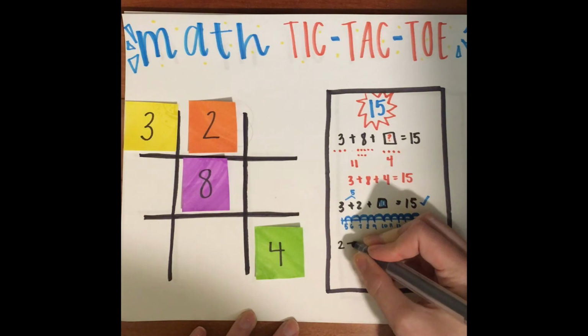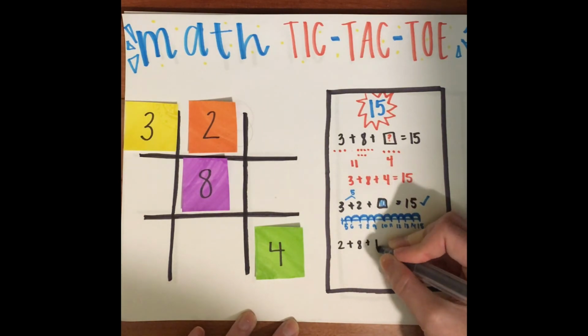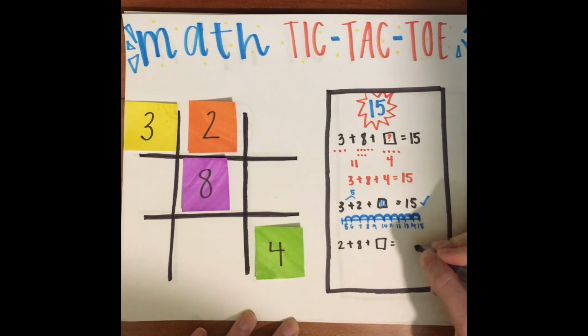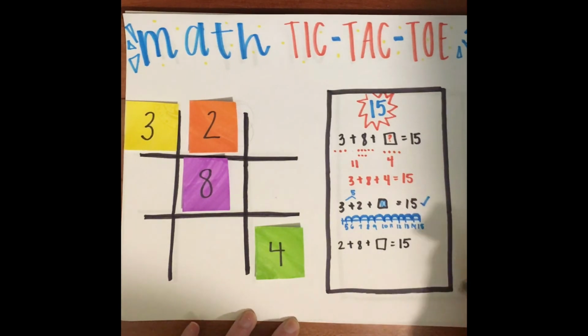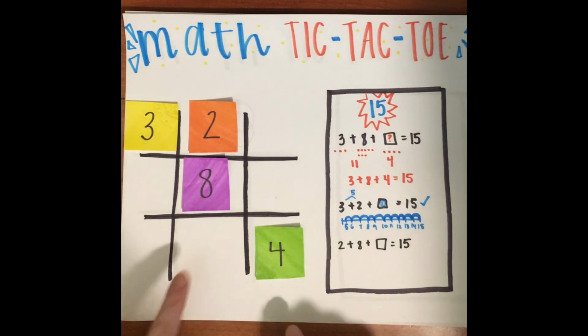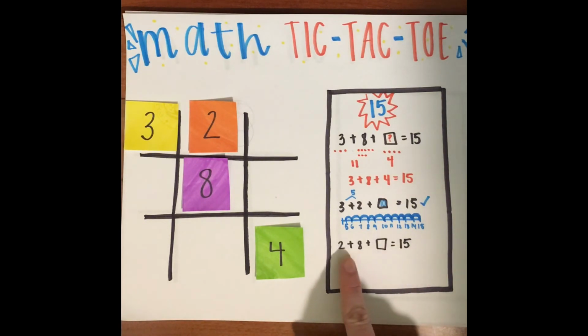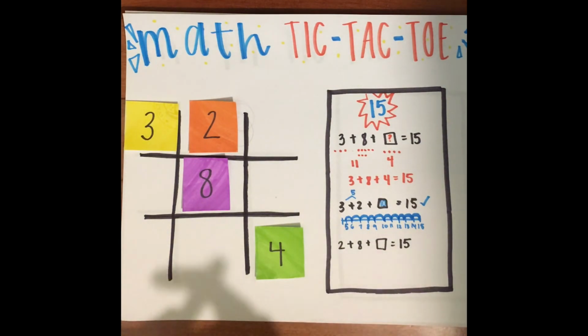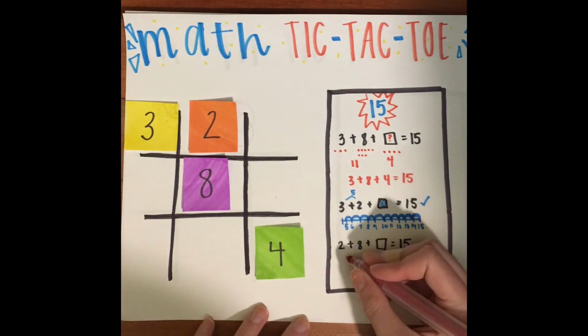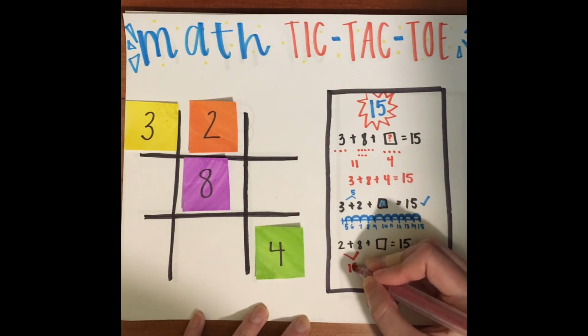I have 2 plus 8 plus a mystery number equals, we know we want our magic number 15. Okay, so now if I'm trying to find the number that goes here, what strategy could I use that would work especially well with this one? I'll give you a hint. It's the strategy we haven't used yet. Yep, we can make 10. What two numbers do you see here that make 10? You got it. The 2 and the 8 make 10.